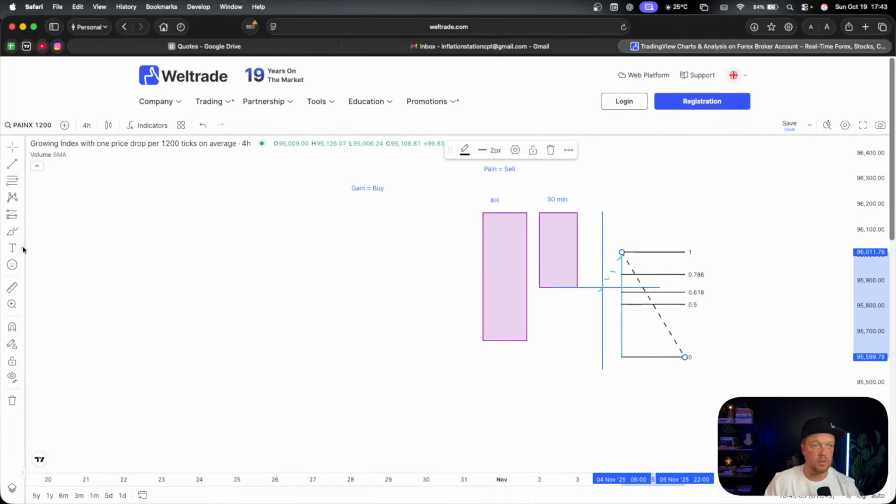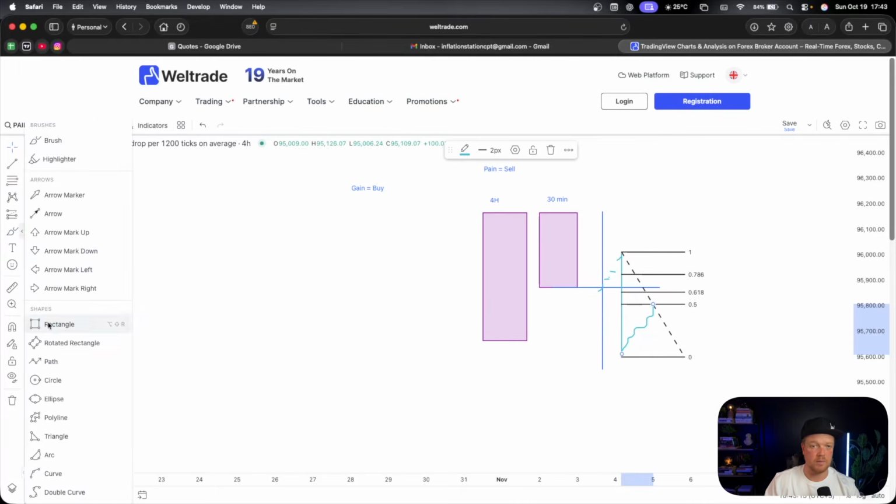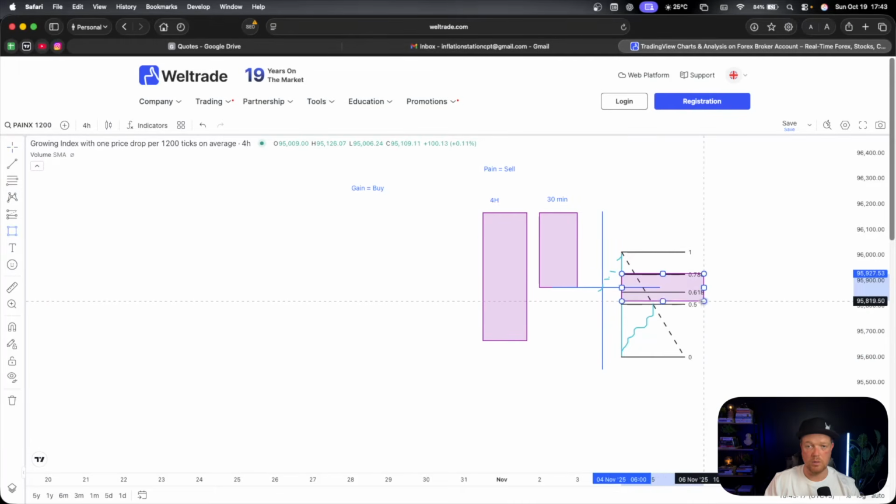So what you want to wait for now, you get your spike, okay? Then you want price to retrace to the 50% zone. And then as soon as you get the 50% zone, you want to enter your trades. That's all up to you, how many spikes or trades you want to enter. But you want to enter between the 50 and the 78.